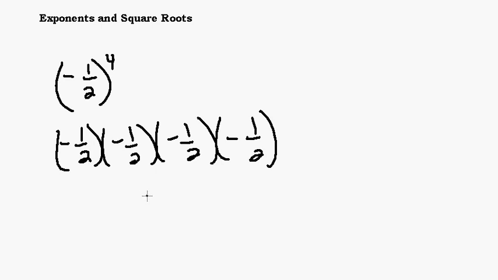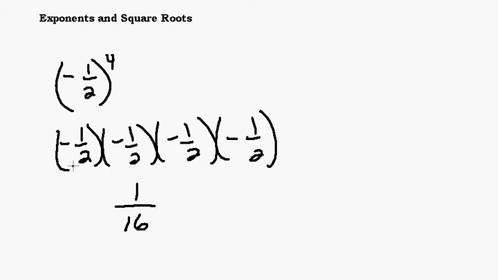How do you multiply fractions? Straight across the top. That's not too hard. 1 times 1 times 1 times 1. Don't say 4. 1 times 1 times 1 times 1 is 1. And on the bottom, 2 times 2 is 4, times 2 is 8, times 2 is 16.